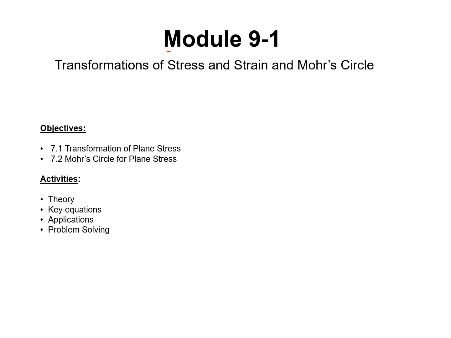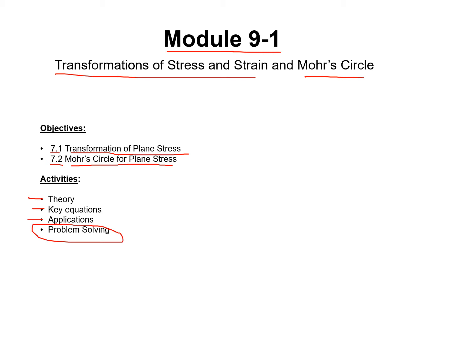So as we get into Module 9.1, this is our first section for this module. We're going to take a look at the topic of transformations of stress and strain and Mohr's circle. Relating back to our textbook, this is section 7.1 and 7.2, where 7.1 is transformation of plane stress, and 7.2 is Mohr's circle for plane stress. Activities within this module: going over the theory for the above topics, looking at some of the key equations, going through some practical applications, and then getting into some actual problem solving as well.